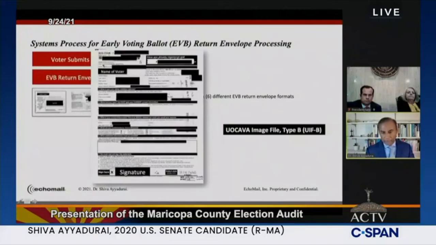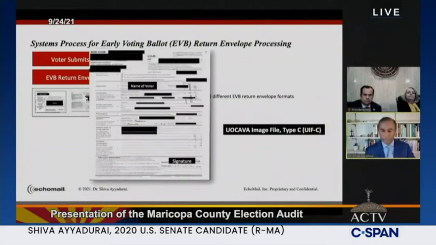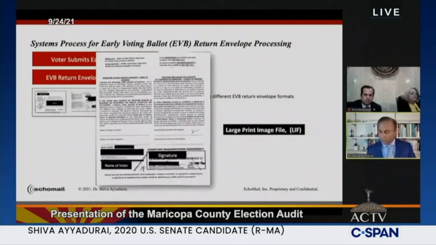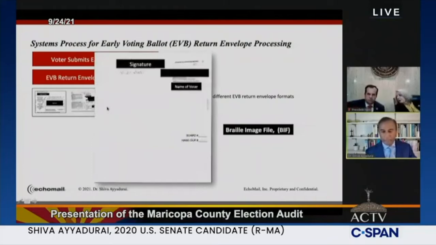Another version of that is a little more complicated. It's more of an affidavit. The signature's here, the name of the voter's here, and obviously we redacted stuff for privacy. And a third type of the UIF is type C. So you have UIF A, B, and C. All right? Then finally, we have large print image files, LIFs, and these are for people who have trouble seeing. So the instructions, everything are larger. And then finally, you have the Braille format. So again, 6 different image formats that we had to process.